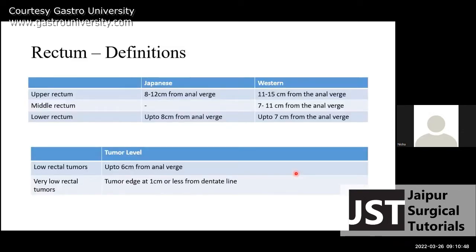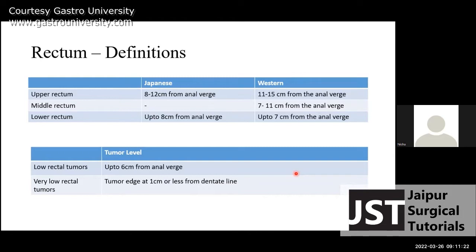For all practical purposes, the Japanese and the Western divide the rectum differently. The Japanese divide it into upper rectum and lower rectum. Anything up to 8 centimeters from the anal verge is the lower rectum, and above that is the upper rectum for the Japanese. While the Westerners as well as we Indians divide it into upper one-third, middle one-third, and lower one-third. The lower one-third is up to 7 centimeters from the anal verge. The mid rectum is between 7 to 11 centimeters, and the upper rectum is between 11 to 15 centimeters.